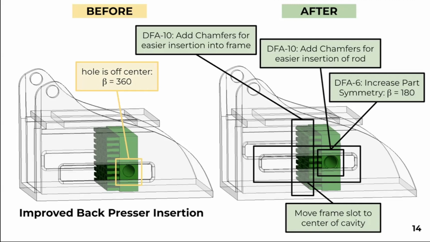The back presser is easily redesigned to increase part symmetry, which reduces beta from 360 to 180 by centering the hole for the long rod. Part insertion is improved by adding chamfers at the interface between the back presser, the frame, and the long rod. Overall part geometry has changed negligibly, so little impact on the component function and manufacturing cost is expected.